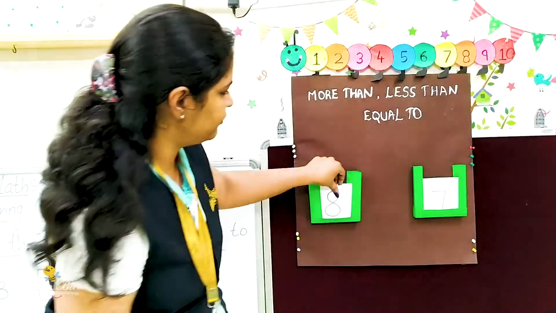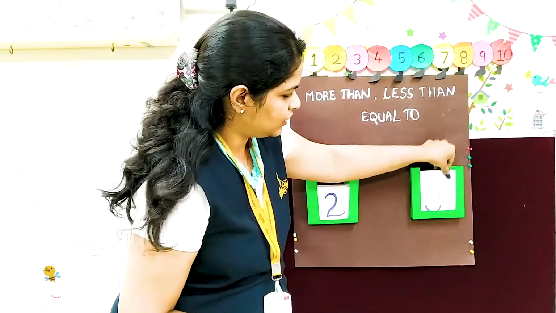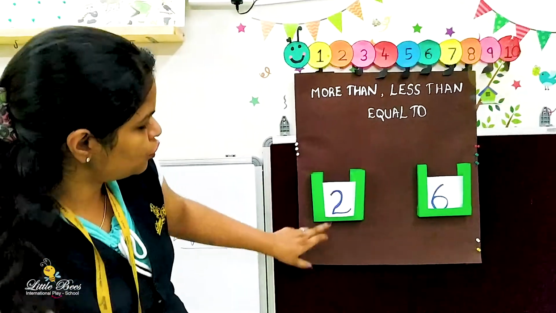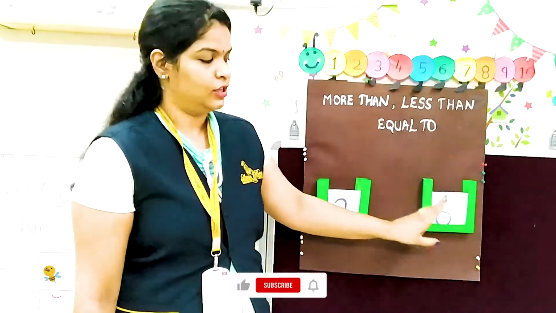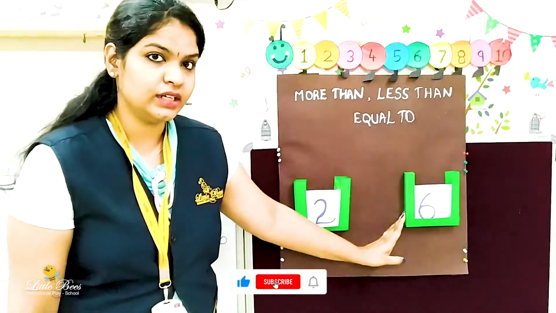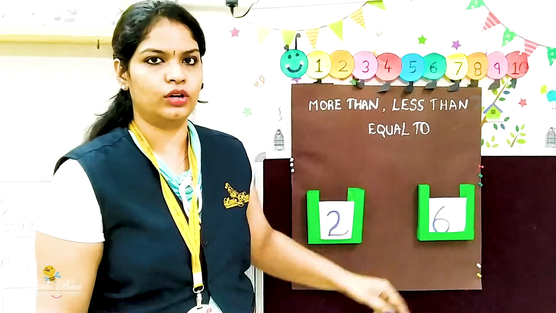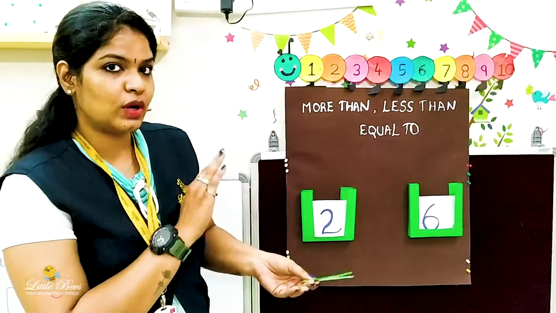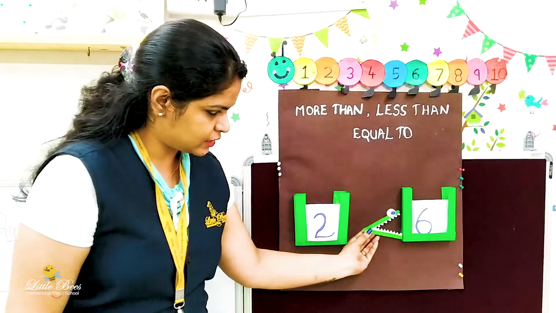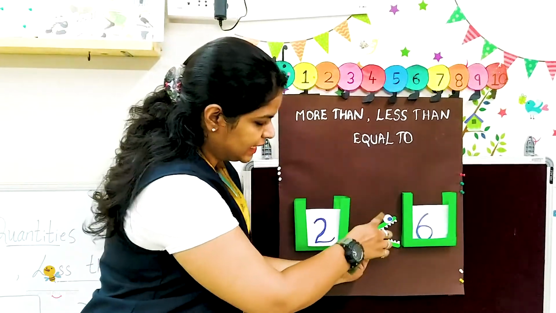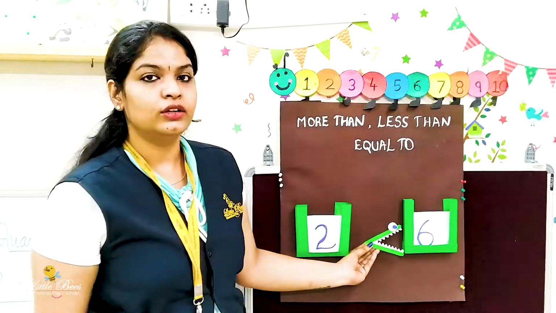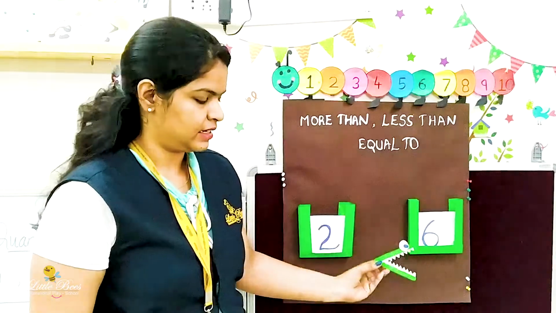And next we have, what number is next? 2 and 6. So here which number is more? Number 6 is more. So the crocodile will open the mouth towards 6. So 2 is less than 6.